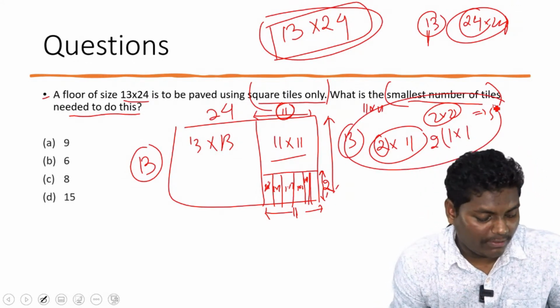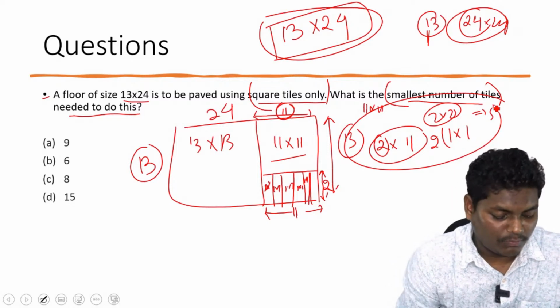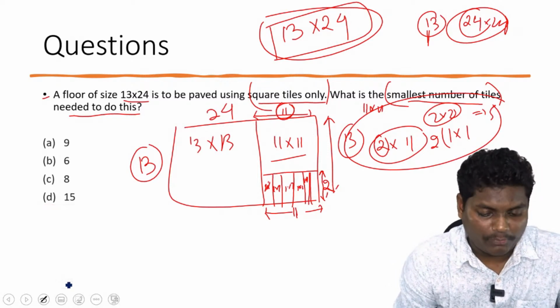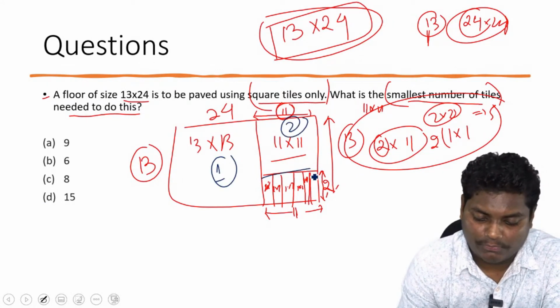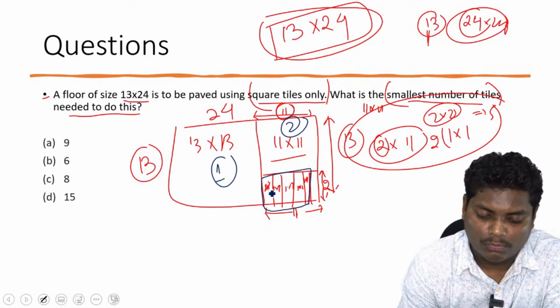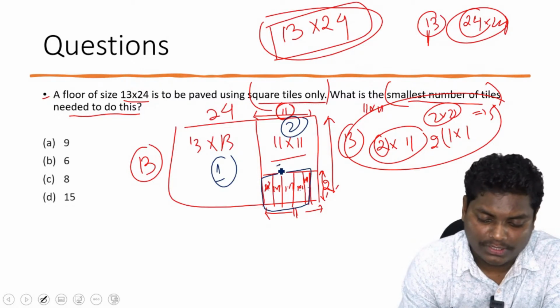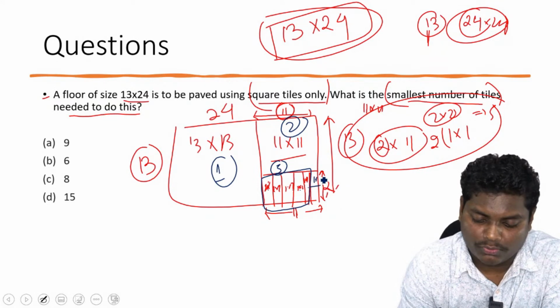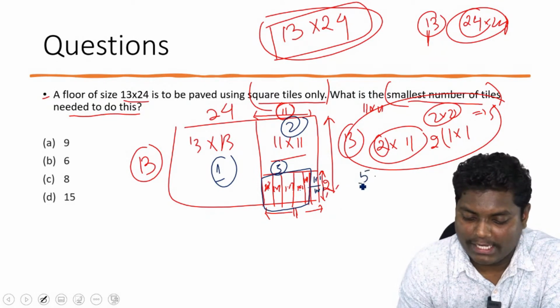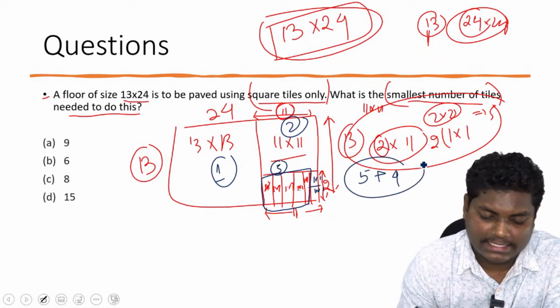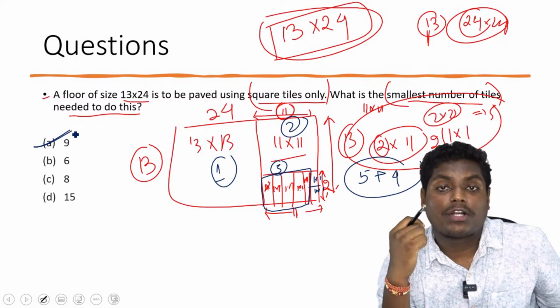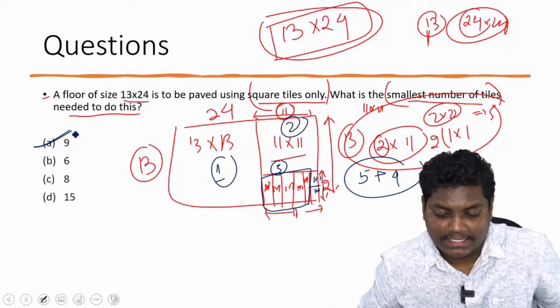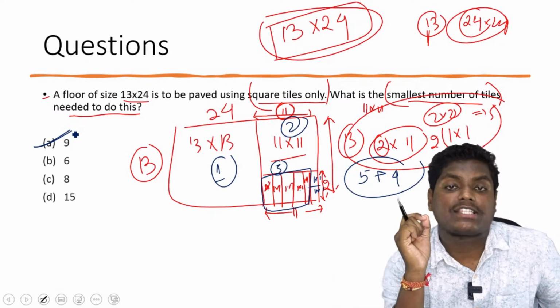So what we have got, if we count it properly: this is 1, this is 2, and these are 5 2 cross 2 tiles, 1, 2, 3, 4, 5. And these are 2 1 cross 1 tiles. So basically 5 plus 4 is 9. We just needed to count them properly. Now moving to the next question.